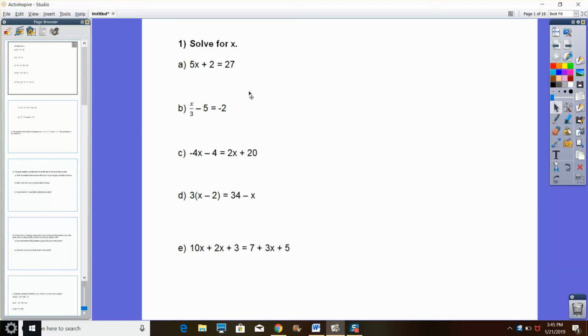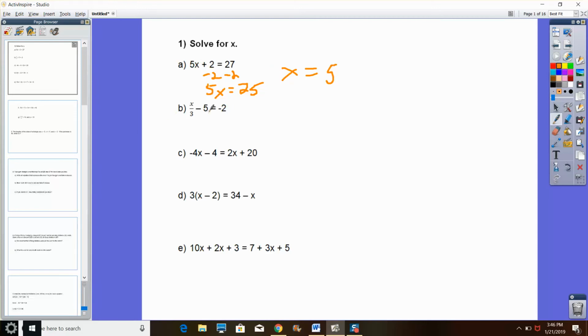So in the first set of problems, we're going to solve for x. We're just going to take equations and solve them for x and get x by itself. We're going to accomplish that by reversing the order of operations and reversing the operations happening to the variable. So 5x plus 2 equals 27. That means we're going to subtract 2 from both sides, and we're going to have 5x equals 25, and then we'll divide both sides by 5, and that would give us x equals 5. So kind of reversing the order of operations there. Subtract 2, divide by 5.